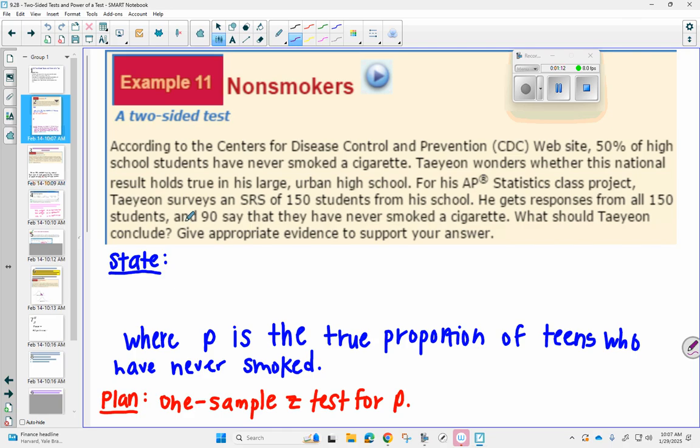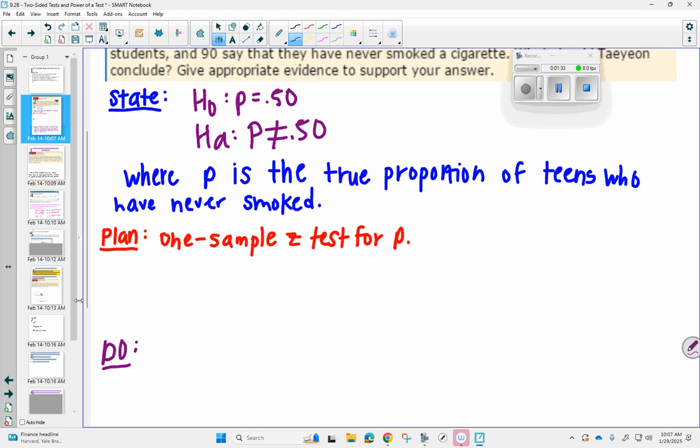So the null hypothesis is that the true proportion is 50%, okay? But Taeyeon wonders if this holds true, meaning he's not suspicious of more or less. He just wants to know, is it different from the national result? So this is now a two-tailed test, okay? P is still the true proportion of teens who have never smoked. This is still a one-sample Z test for P.